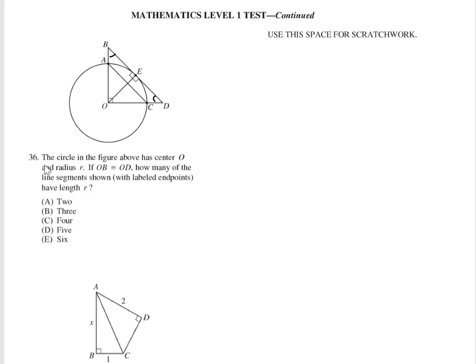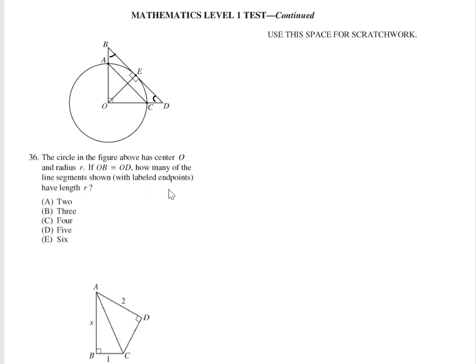Question 36. The circle in the figure above has center O and radius R. If OB is equal to OD, how many of the line segments shown with labeled endpoints have length R?